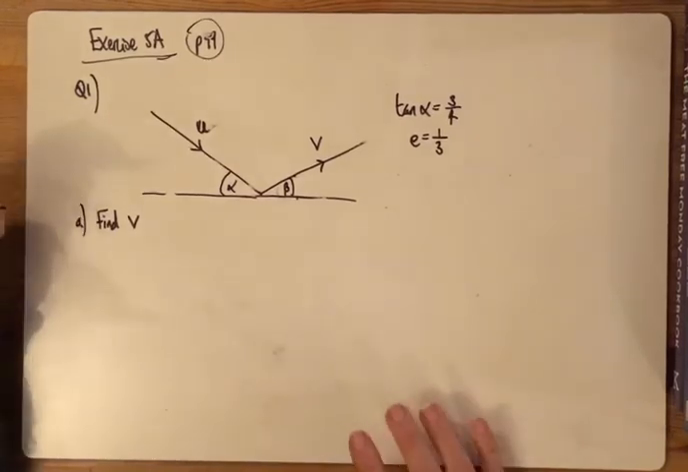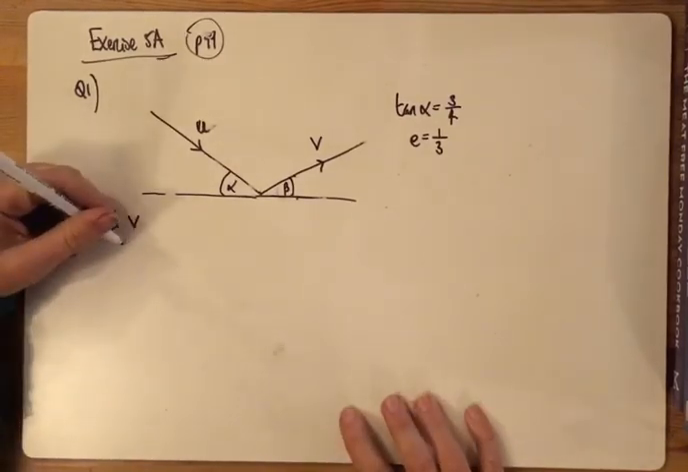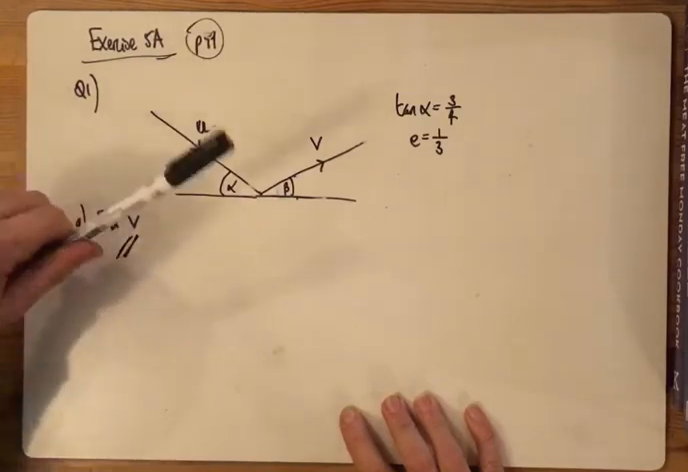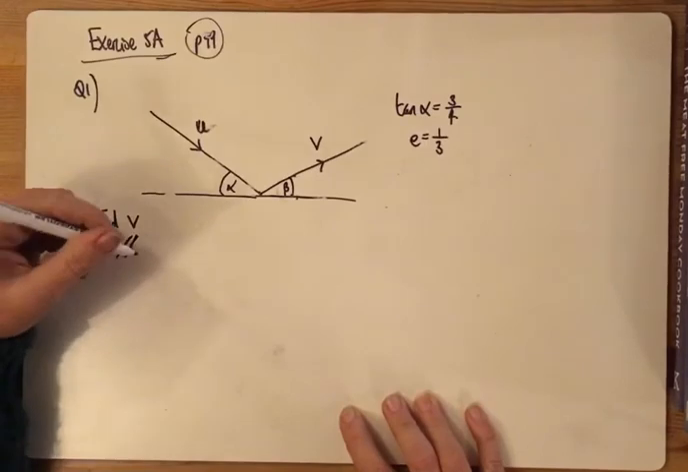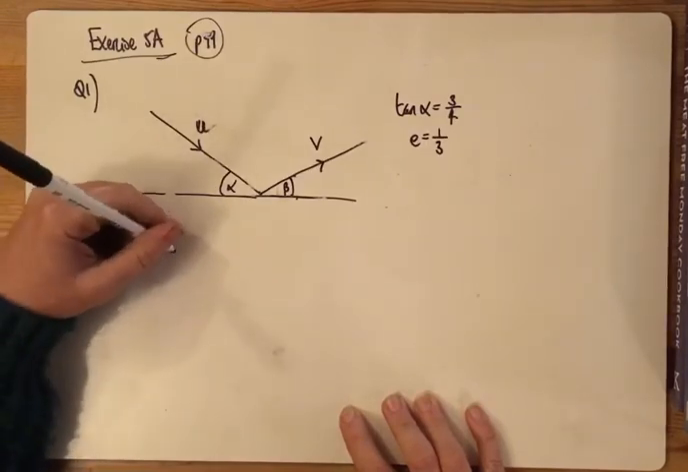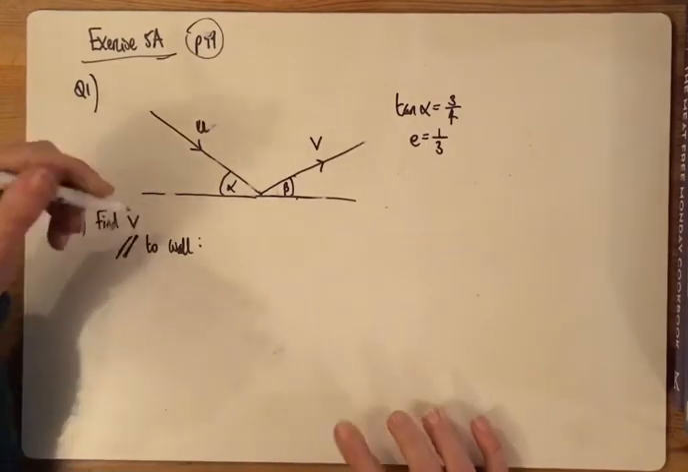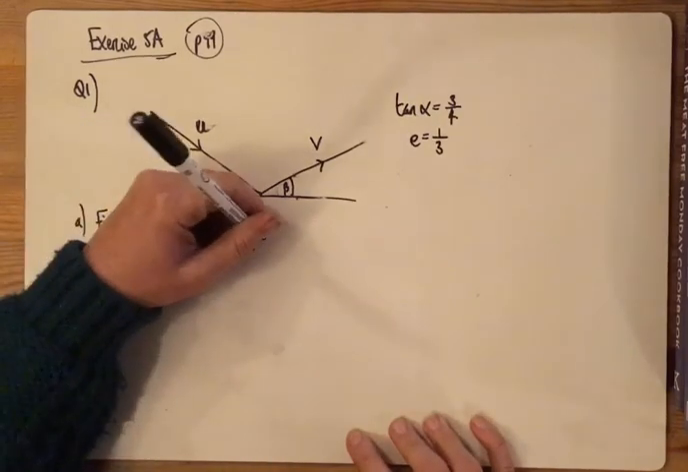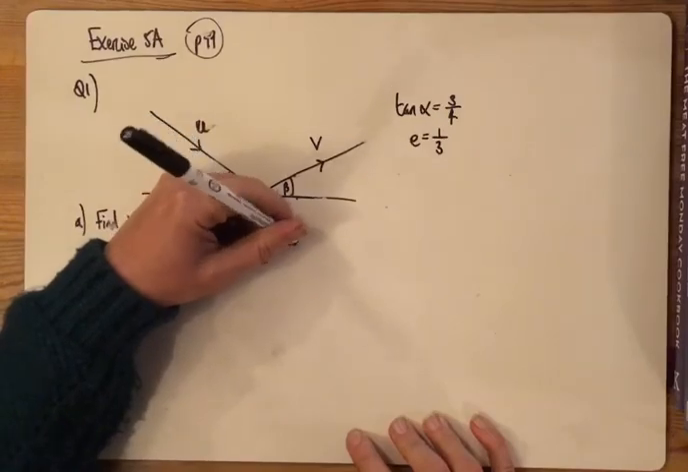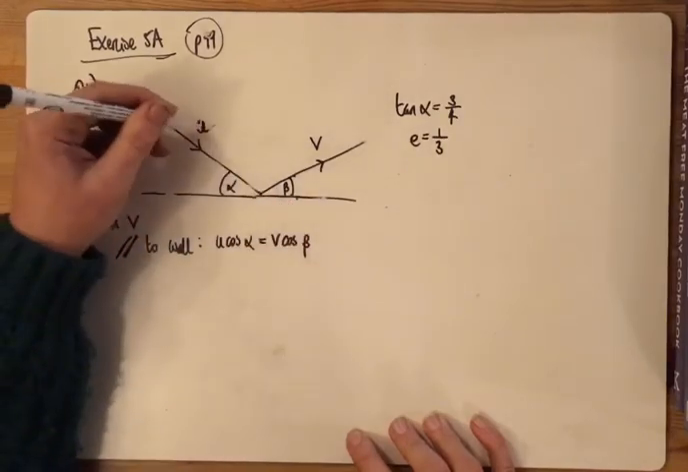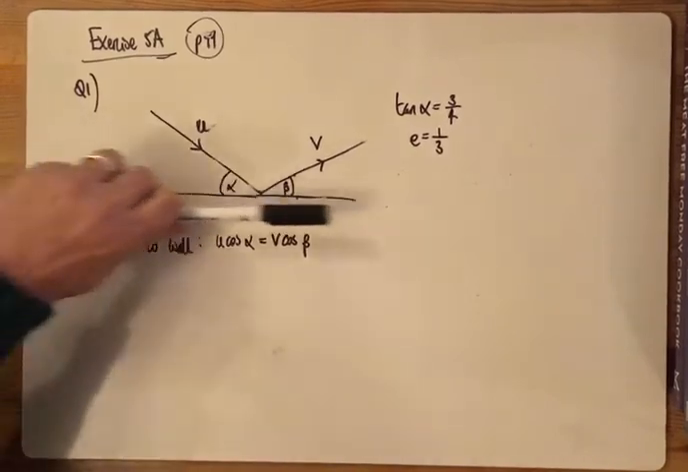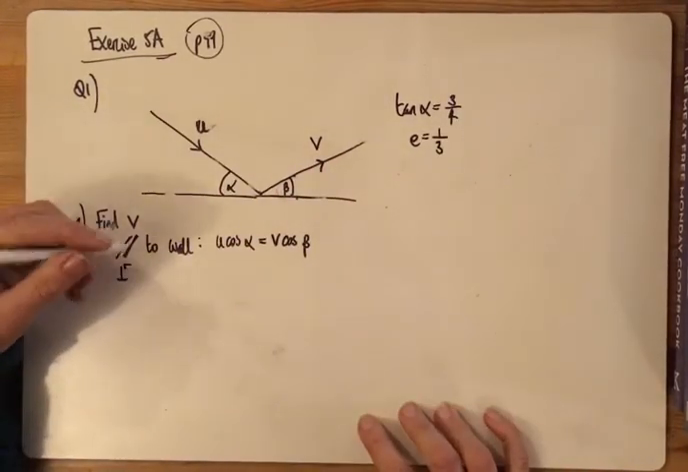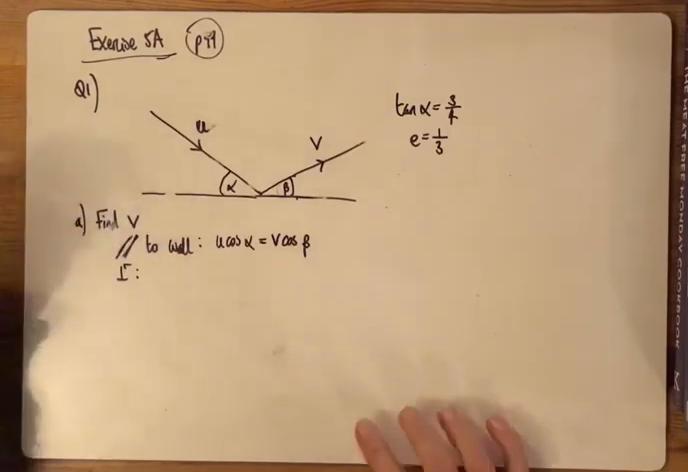We can resolve parallel to the plane. Not to the plane, to the wall, to the surface. And we know that u cos alpha equals v cos beta. I'm not going to get v out as a number, it's going to be in terms of u because I don't have a number here. But it's unchanged parallel to the wall. Perpendicular, we need to use the coefficient of restitution.